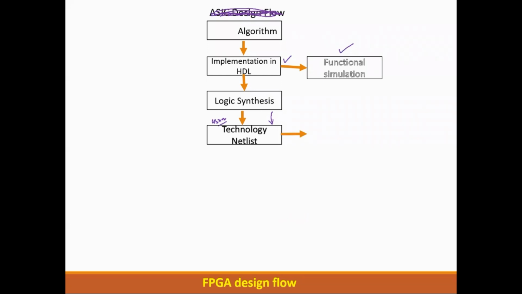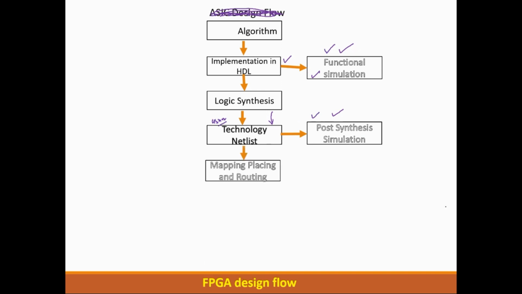Now, after that, you will have post synthesis simulation. That means whatever you are desiring here, you are getting here or not. If not, you will make changes till the two are in confirmation with each other. If not, then you should not proceed ahead. After that, you will do map, place and route. That means you arrange the blocks and place the cells on the chip with connections. This is a little bit different.